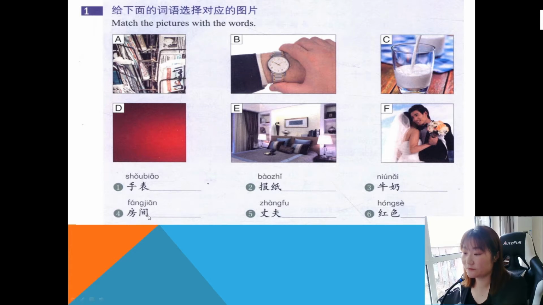房间, E, right? Room or bedroom. And next, 丈夫, husband. And next one, 红色, right, so choose D. So the answers are B, A, C, E, F, D.